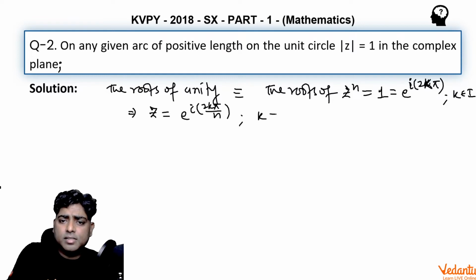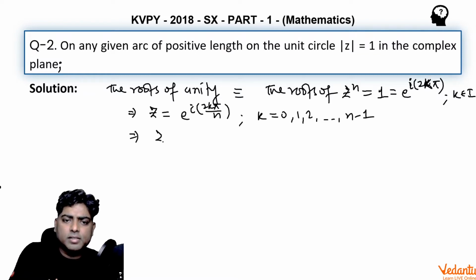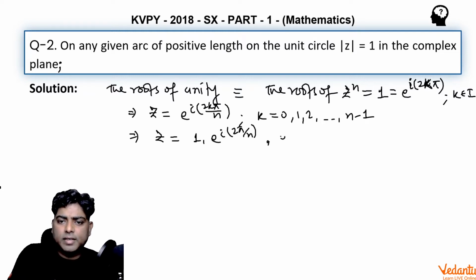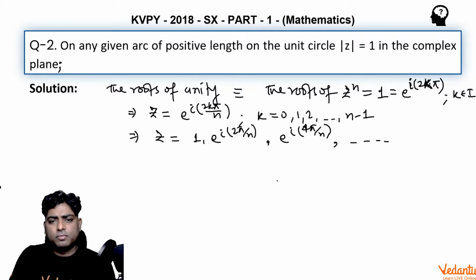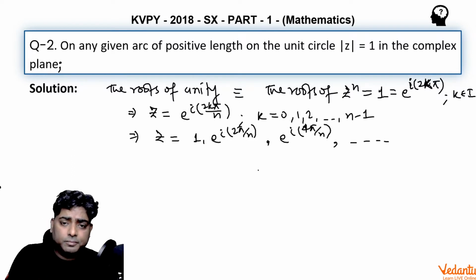where generally k is taken from 0 to n minus 1. Finally z is basically 1, e^(i 2π/n), e^(i 4π/n) and so on. These are the roots of unity. Clear? Now on this circle, this is the unit circle.